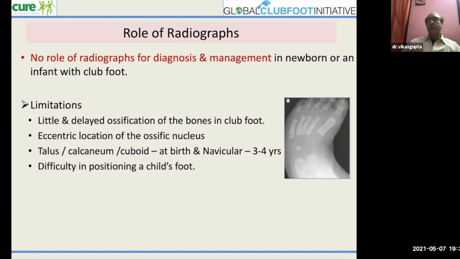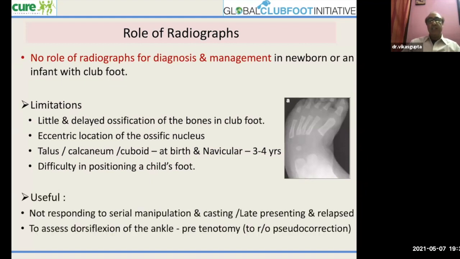And to get a good quality X-ray, you have to position the child in a standard manner, which is very difficult in a crying, agitated child. But despite these limitations, it does have a role in cases which are not responding to serial manipulation and casting. So you want to rule out, is there any congenital anomaly or synostosis between talus and calcaneum? And especially in late presenting and relapse cases where you're planning a surgery, especially tendon transfer, you want to see the ossification of the cuneiform.